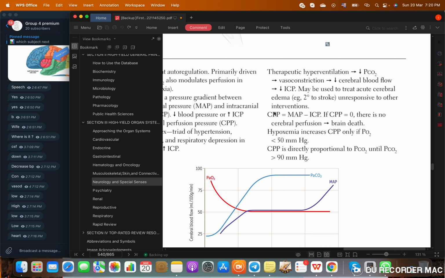So yeah, another way of checking it is by checking how much is the blood perfusion to the brain. If it's 0, that means that there is no perfusion. There is no gradient, basically. There is no gradient, the patient is dead.